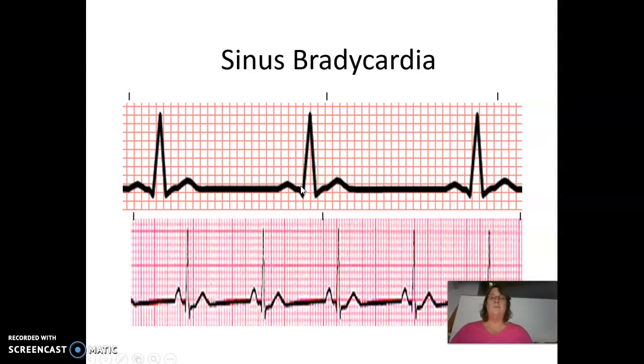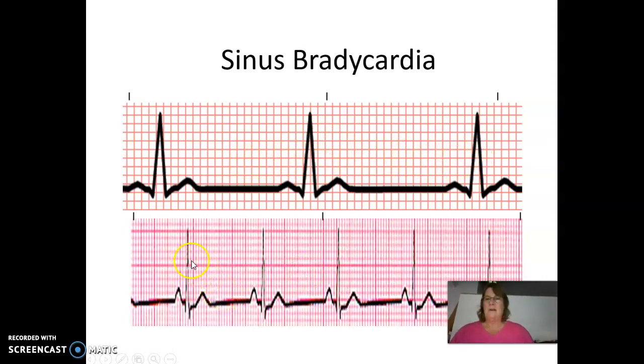Now you can have bundle branch blocks. When we discuss bundle branch blocks, they are just a variant of a wide QRS, when you have a delay down that conduction system. And I know it's not anything more than a bundle branch block because I have a sinus P wave in front of it. So I know this rhythm is coming from the sinus node. I can have bundle branch blocks with sinus bradycardias, with sinus tachycardias, with sinus rhythms. So it looks here like I might have a sinus brady at 30 with a BBB, a bundle branch block.